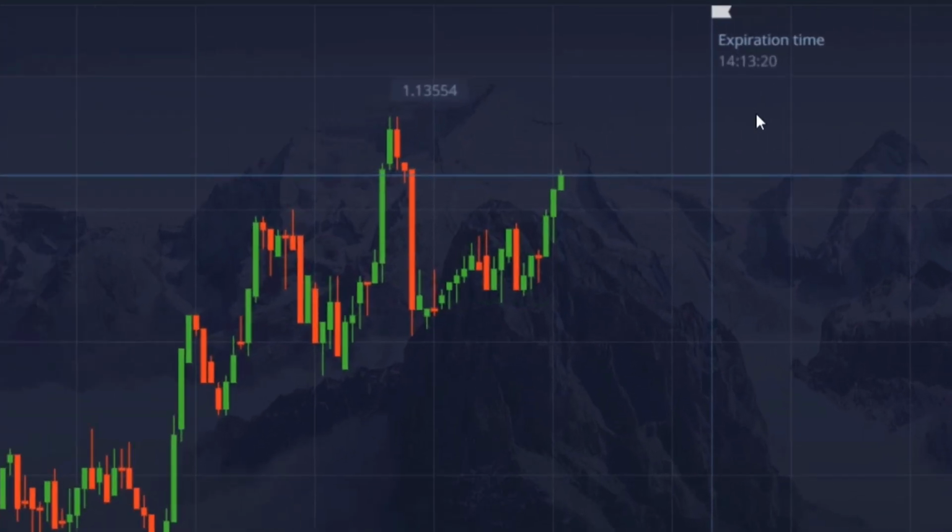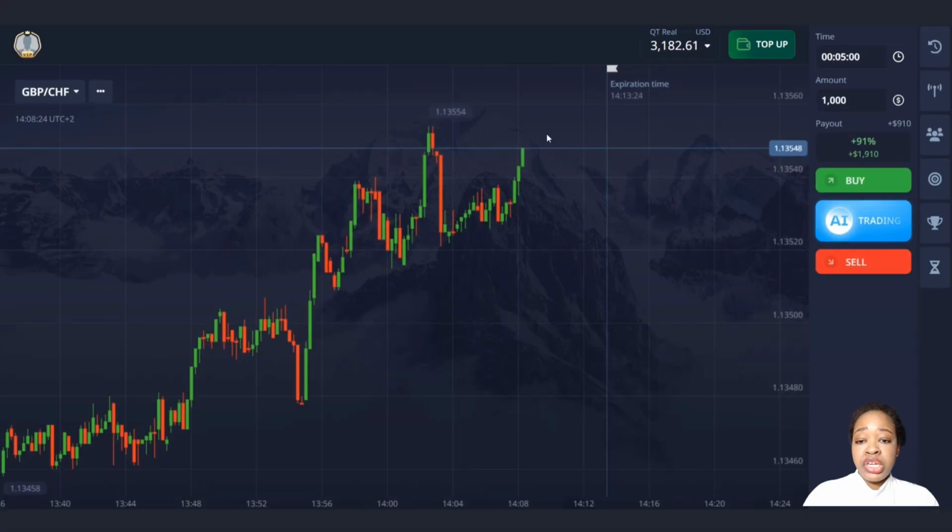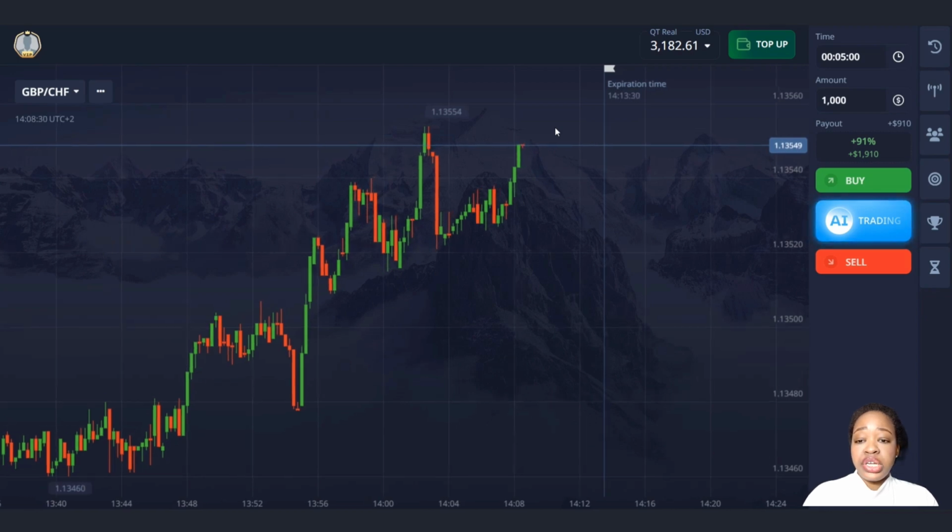This is excellent, friends. As you can see, the price is really moving up on the rising trend, and I managed to make money on this movement. At the same time, you can see 5 minutes are quite enough time for this trade. Well, everything is going well.